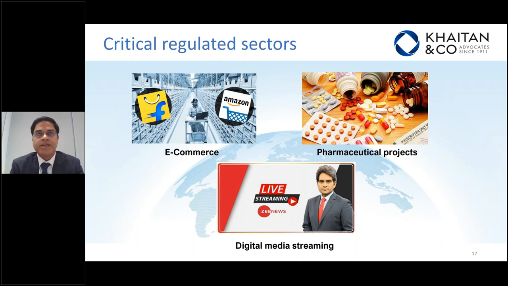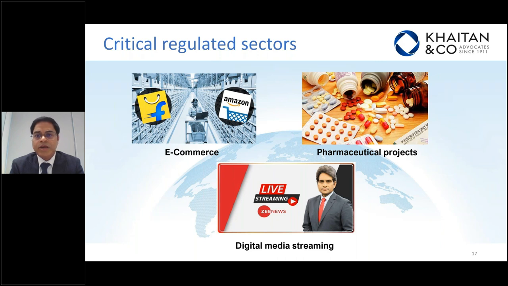So for example, in e-commerce, FDI is allowed up to 100%. What is e-commerce? As we all know, it is providing a marketplace and facilitating transactions, selling of goods and services between buyer and seller. But having said that, if it becomes an inventory-based model of e-commerce, then foreign investment is not allowed. And how is an inventory-based model defined or identified? For this, we have to refer to a specific press note. We call it Press Note 2 of 2018, where the government has laid down certain criteria to identify whether it is an inventory-based model or a marketplace model. In the inventory-based model, FDI is not allowed, but in the marketplace model, FDI is allowed.